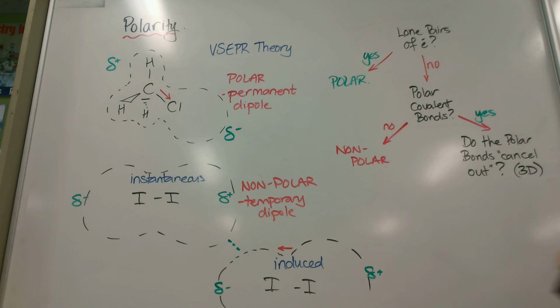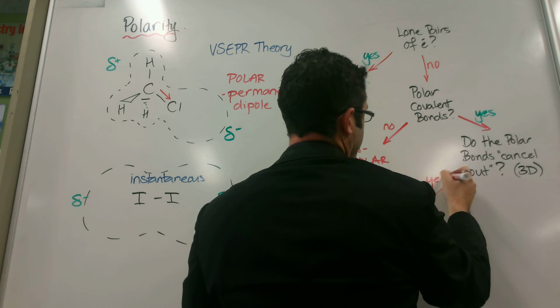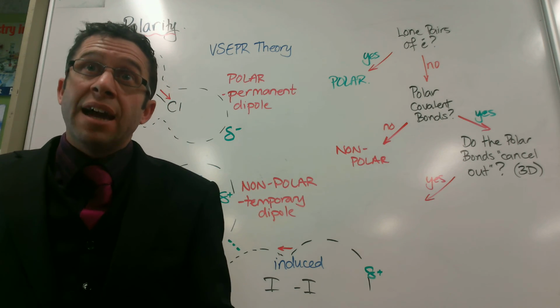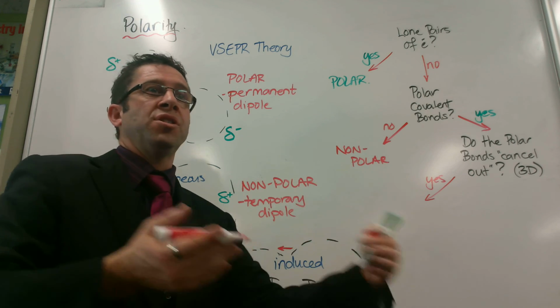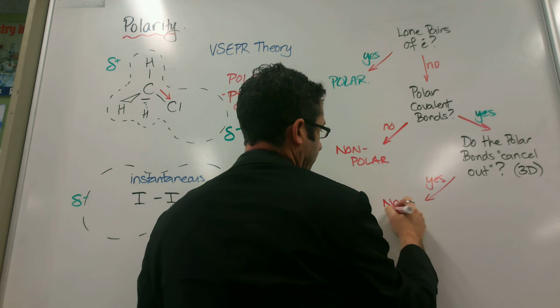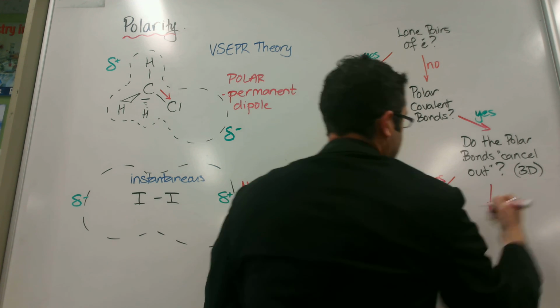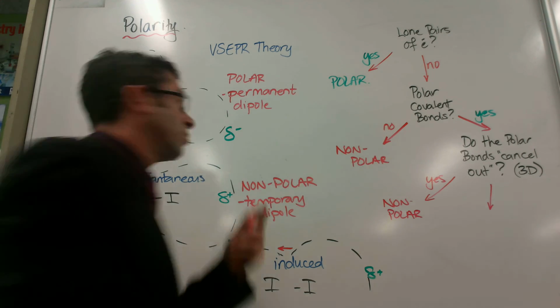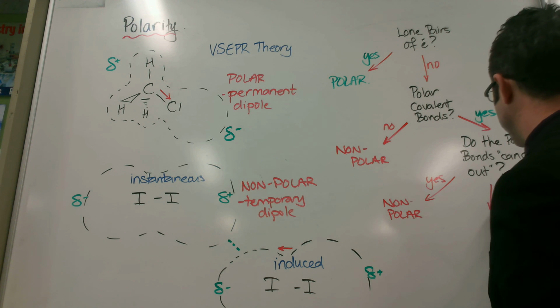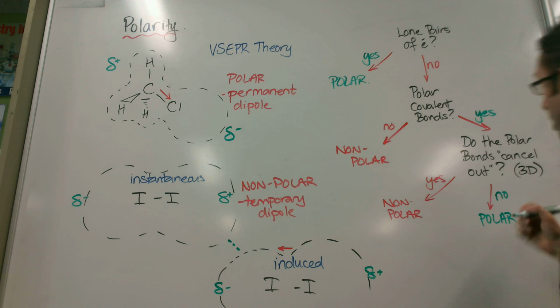If the answer is yes, sorry, I've changed colour on this, but I'm trying to get non-polar as red. If the answer is yes, that they do cancel out, then there is an even distribution of charge. So it's non-polar. So you're relying on temporary dipoles again. If the answer is no, they don't cancel out, then you've got an asymmetry of charge, an uneven charge distribution, then you've got a polar molecule. Any questions on that? It's just a bit of an overview, we'll explore it a bit more in a moment.